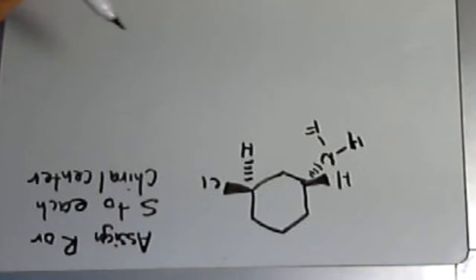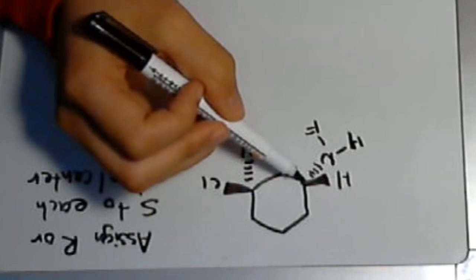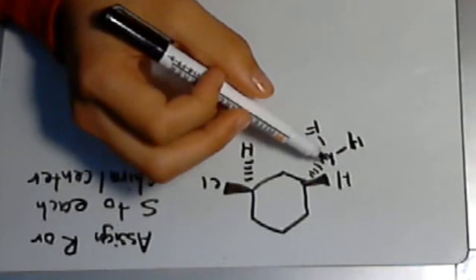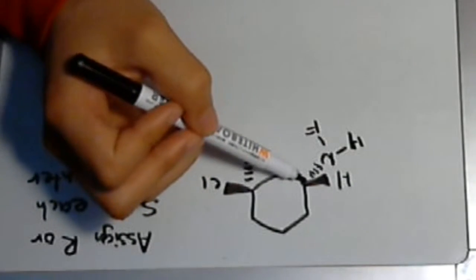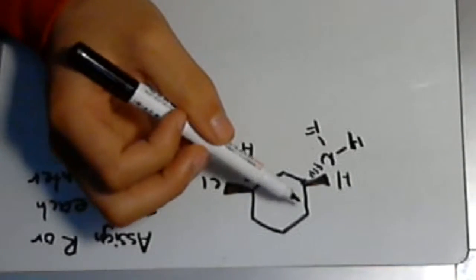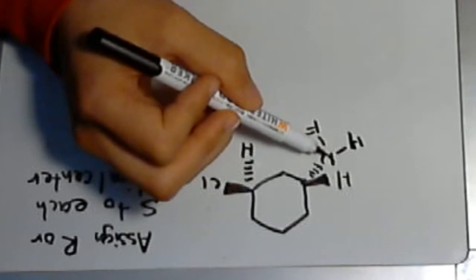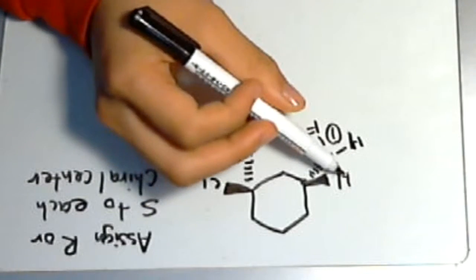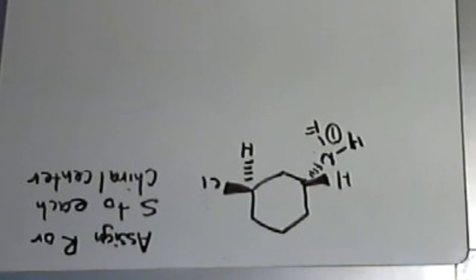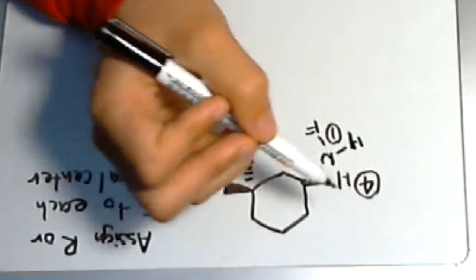Alright, so let's start with this chiral center. The first thing you want to look at is the first atom attached to the chiral carbon. Assign priorities based on the highest atomic weight. So this is 1 because it's 14. 14 is higher than these 2 carbons and the hydrogen. Hydrogen is 1 atomic mass, so it's going to be the lowest priority.